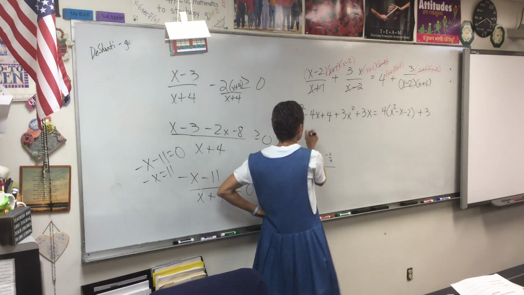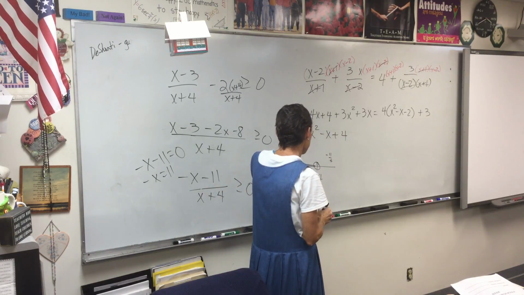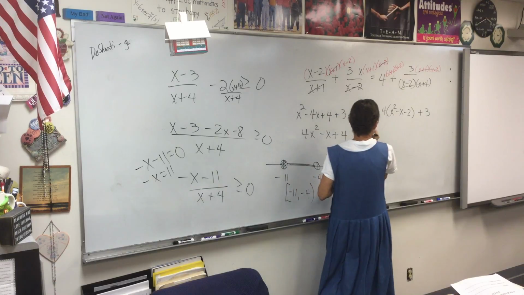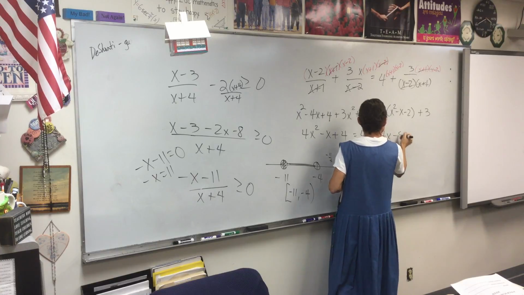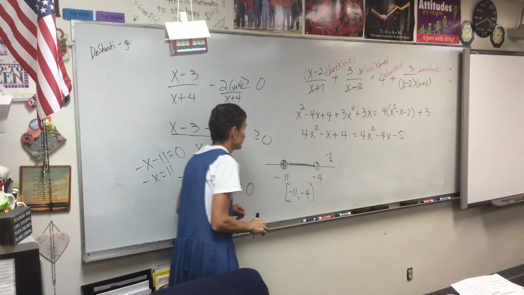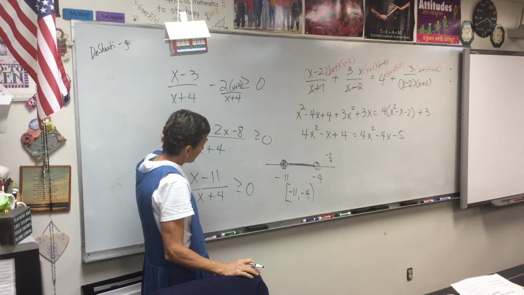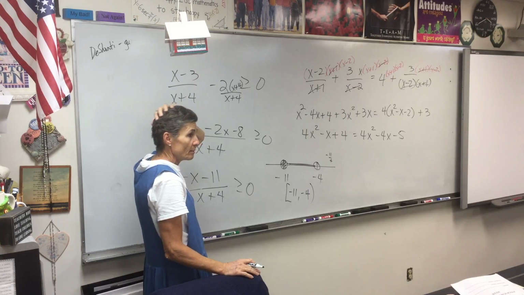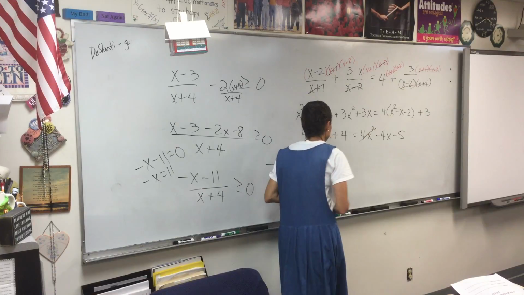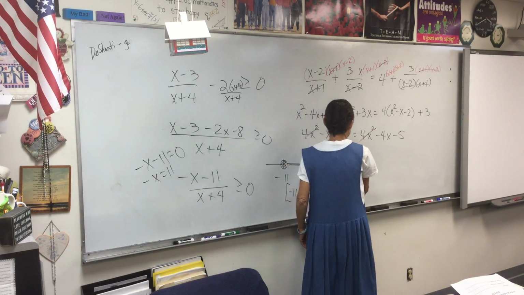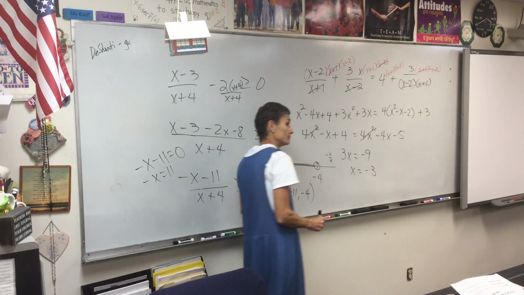Alright, so collecting like terms, I've got 4x squared minus x plus 4. Hopefully I added everything there, right? Equal to 4x squared minus 4x minus 8 plus 3 minus 5. Everybody still with me? Now, I thought this was going to be quadratic, but it's not because these disappear, right? So I've just got 3x equal to negative 9, so x equals negative 3.